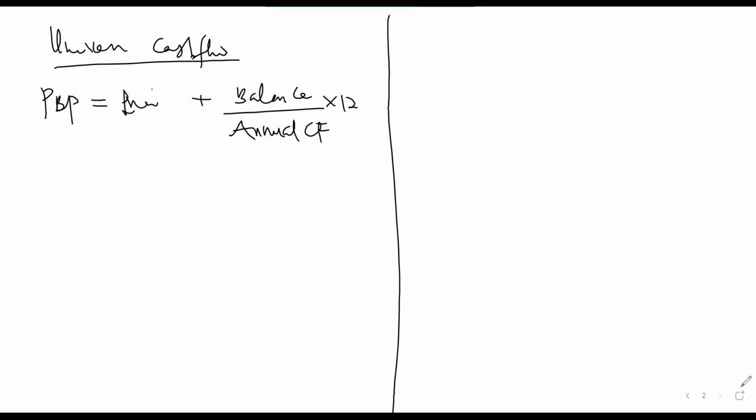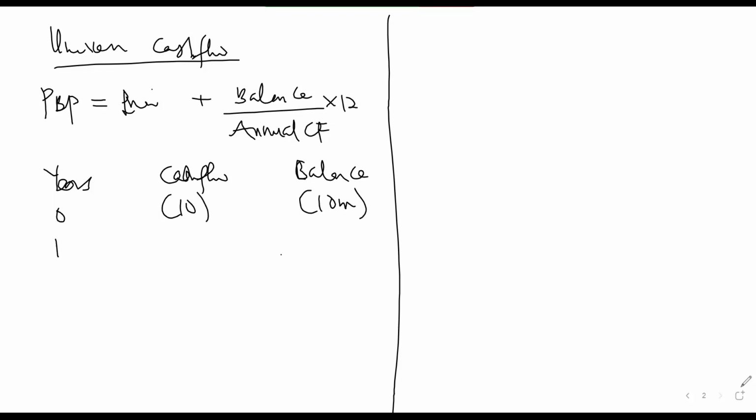So let's look at it. Let me just use this example. Let's have the years here, then I'll have my cash flow, then I'll have my balance. Let's assume that in year 0, we are spending 10 million, so we are going to be having a balance of 10 million. Year 1, we are getting 3 million. What will be the balance? That will be 7 million.